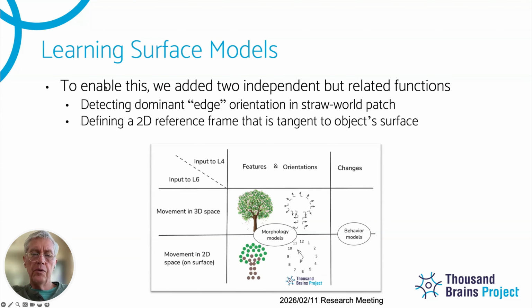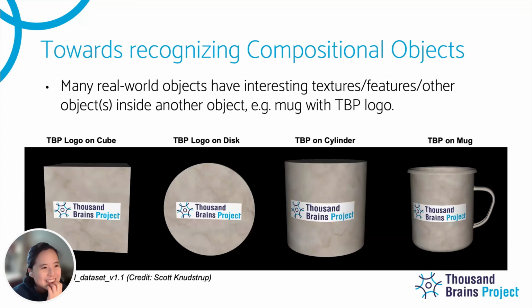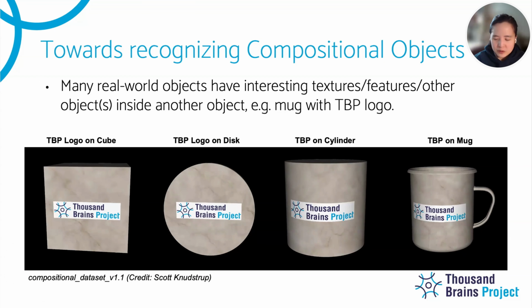Can you remind us, Hojae, what was the motivation for working on this? That's the next slide, which is trying to recognize compositional objects. The simplest definition is an object made up of other objects. I realize that's using the same words, but basically, you have examples where the TP logo sticker is one object, this cube is another object, but together as a whole, this can be labeled as cube with TP logo, something like that.